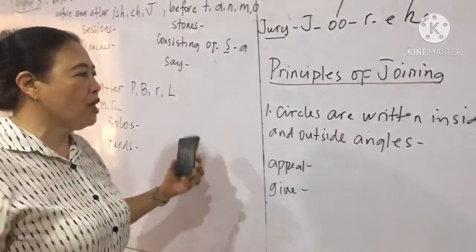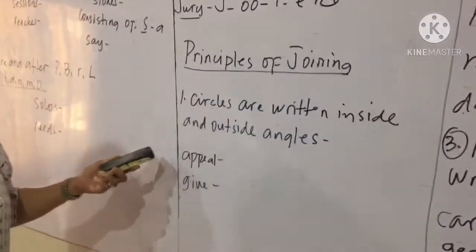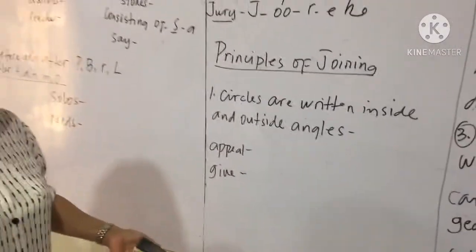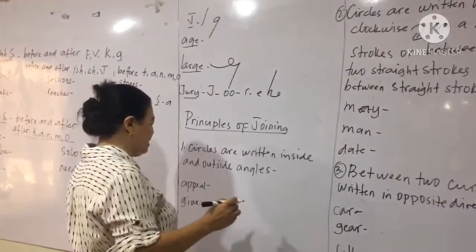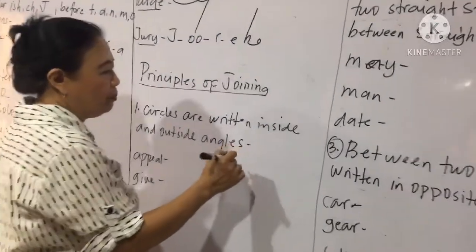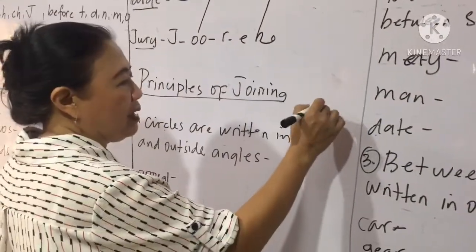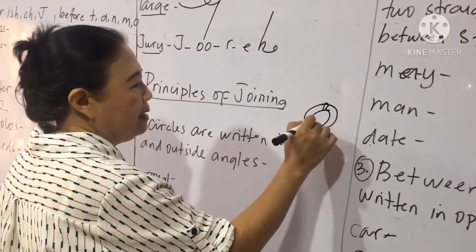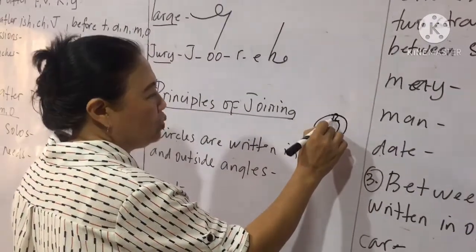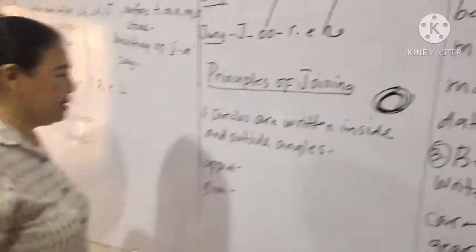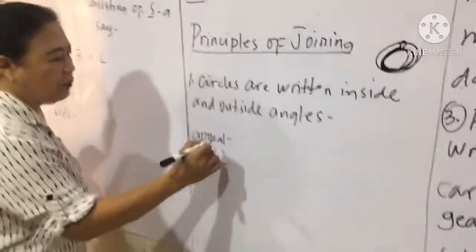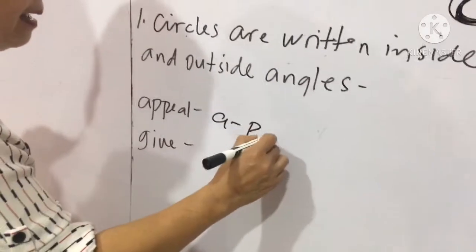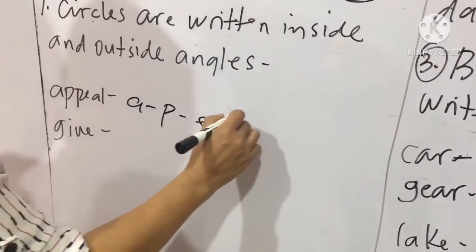So, principles of joining the circles. Circles are written inside and outside angle. When we say inside angles, it is based on clockwise. If the clock starts here at 12, so 12 to 1, then counterclockwise from 12 to 1. So we have an example. We have appeal: A, P, and E, and L.